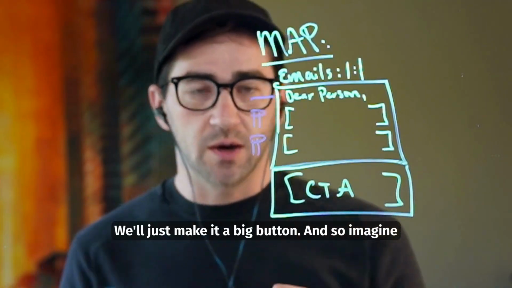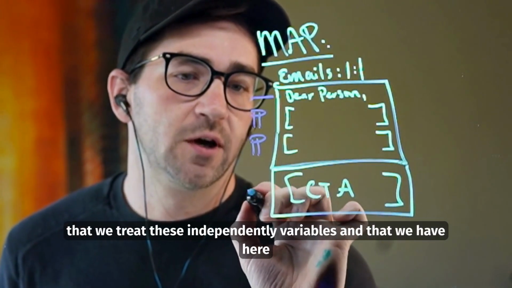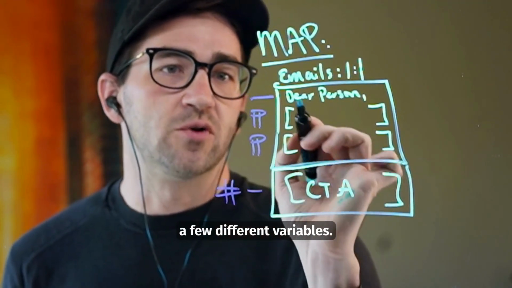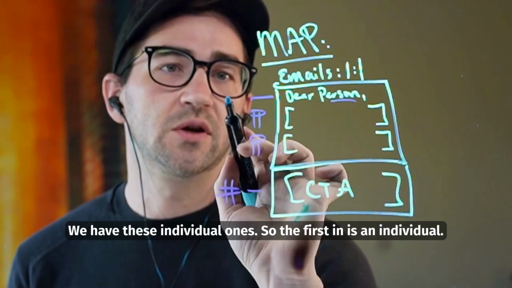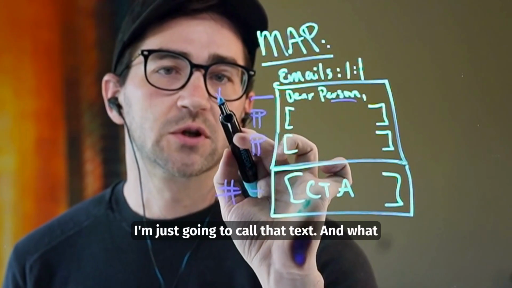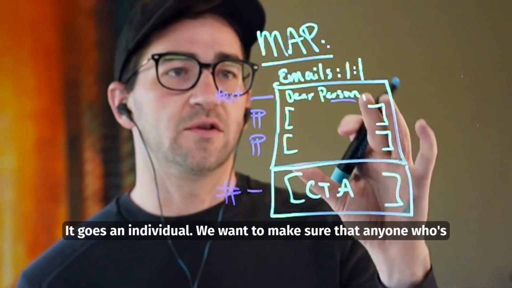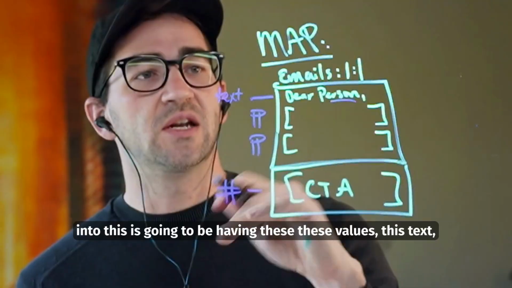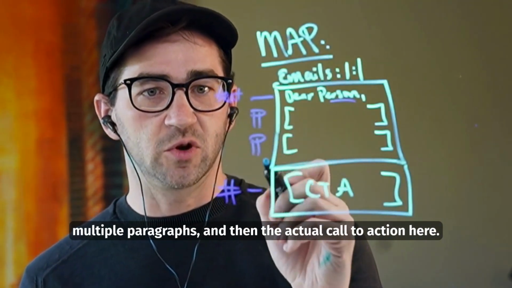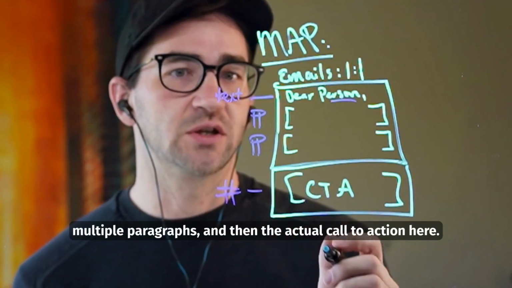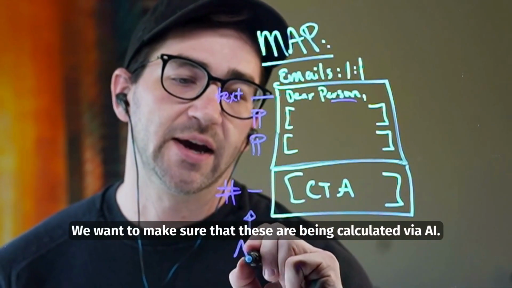And so imagine that we treat these as independent variables, and that we have a few different variables here. We have these individual ones. The first one is an individual, I'm just going to call that text. And what we want to do is send an email to an individual. We want to make sure that anyone who's in this is going to have these values: this text, multiple paragraphs, and then the actual call to action here. We want to make sure that these are being calculated via AI.